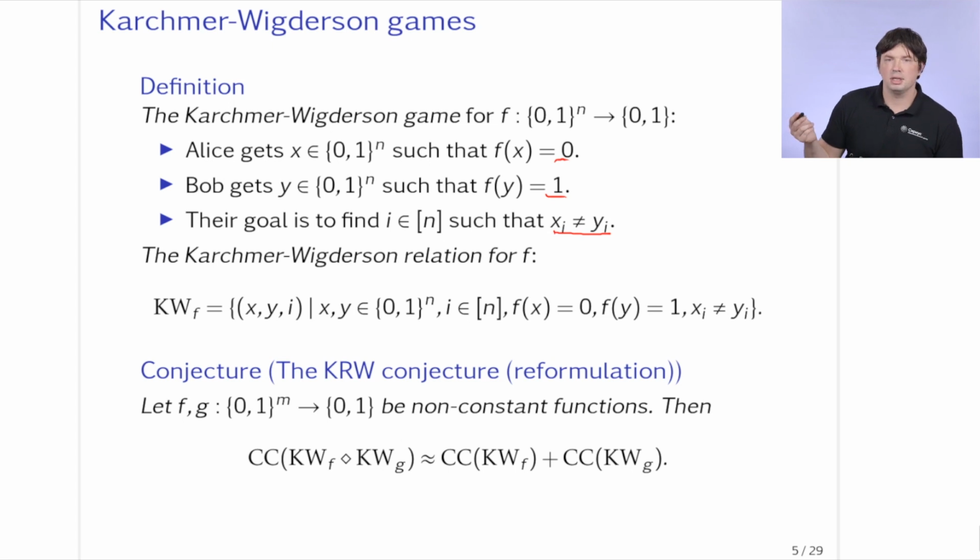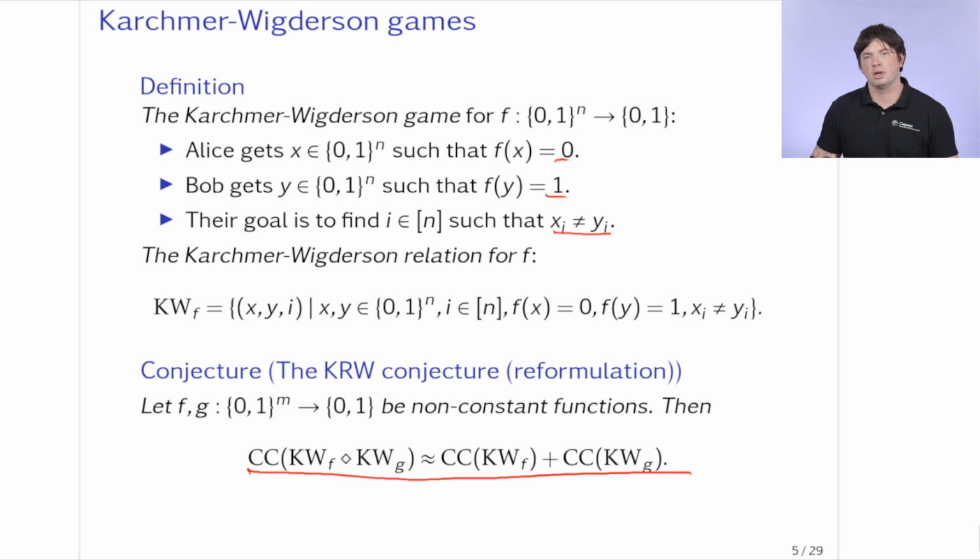What's so nice about it is that the deterministic protocols for the KRW games directly correspond to the formulas for those functions. So instead of lower bounding the depth of the formula, we can just lower bound the amount of communication needed for the KRW game. And then we can reformulate the KRW conjecture by saying that instead of composing functions, we can focus only on communication complexity and have the composition of games. The complexity of the composition of games should be roughly equal to the sum of the complexities of the games. All right.